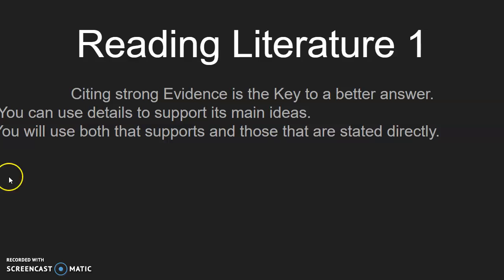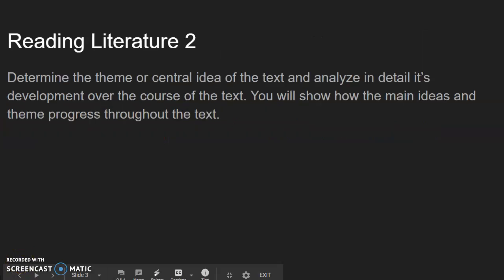evidence stated directly. Reading literature standard 2: determine the theme or central idea of the text, and use details that develop over the course of the text. You can't use your own ideas or opinions.